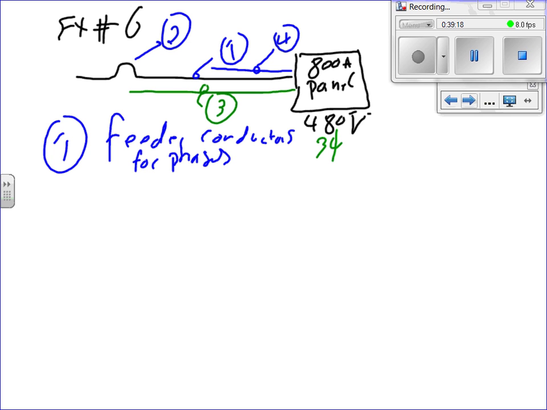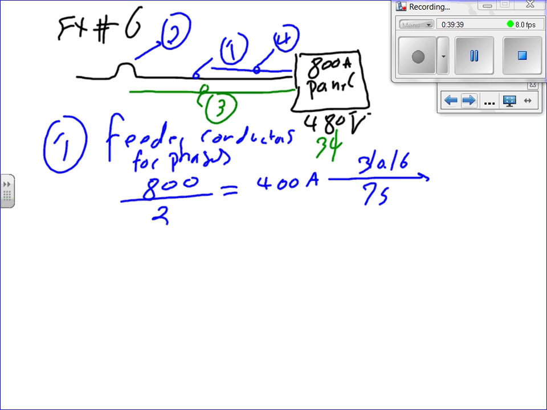I have an 800 amp. Here's my 800 amp load, divided by 2. Why did I divide it by 2? 800 amp, parallel. So that will give me what? 400 amp. And then take this one to 310.16 under the 75-degree column.